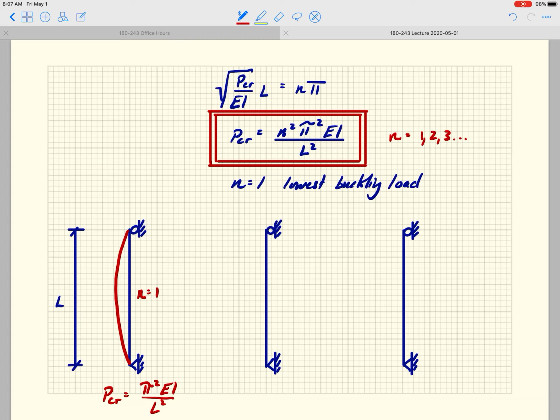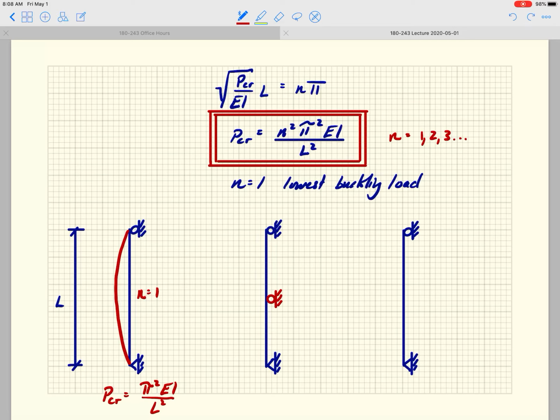Now, if I come into this same column and I put a new support here, now I can't buckle in the first mode, as it's called. The reason I can't is because I'm restraining it. Where that roller support is in the middle used to be where the maximum displacement was, but I'm restraining that, so that can't occur.